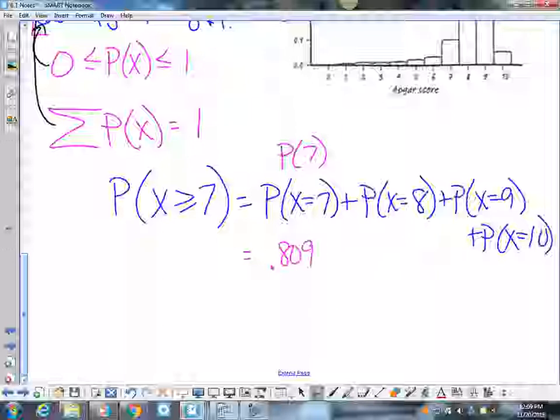0.809? Remember, we go 3 decimal places no matter what. You have to be completely 100% accurate to 3 decimal places. No, I did not get 0.809. Sorry, I got 0.908.